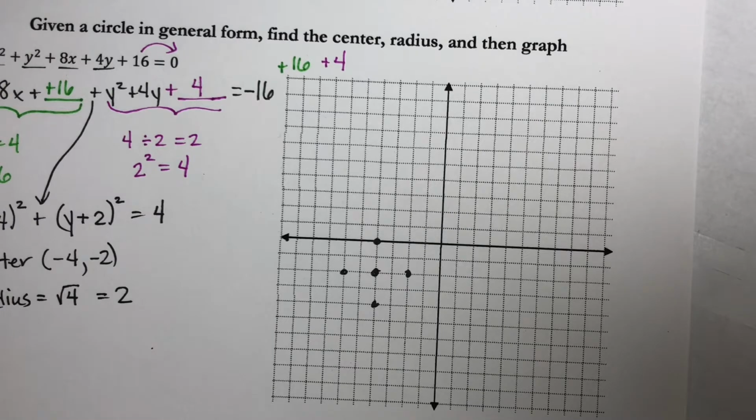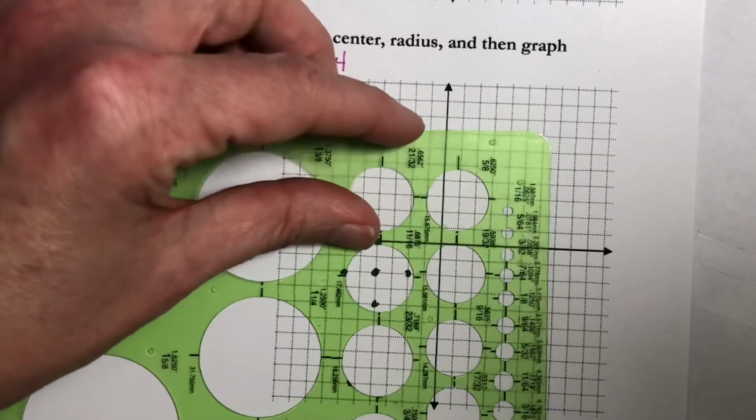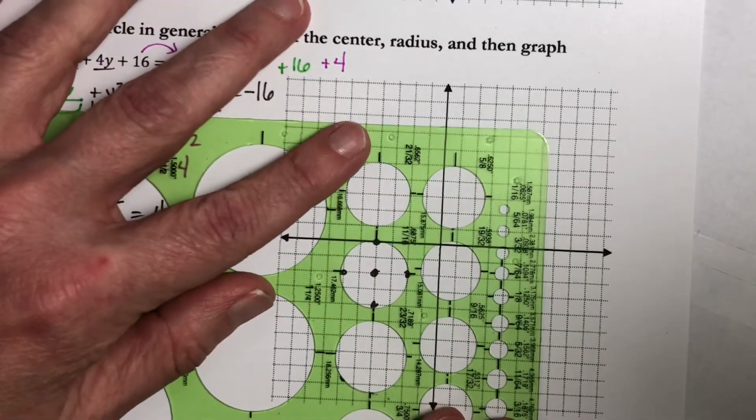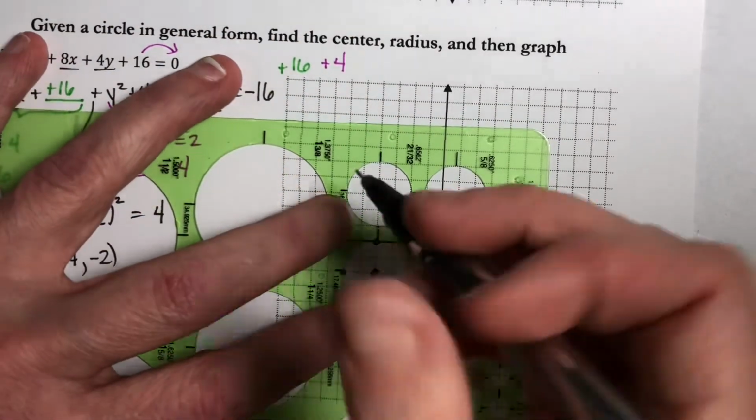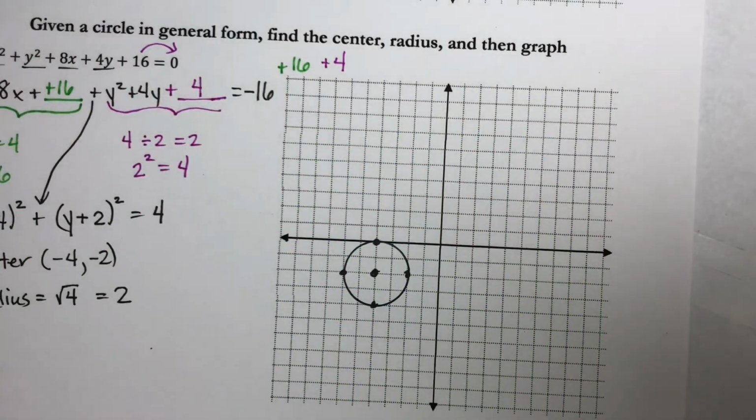And then, so what do I do now? I draw the circle that best connects these. And I'm done with that problem. I have the circle that represents my answer.